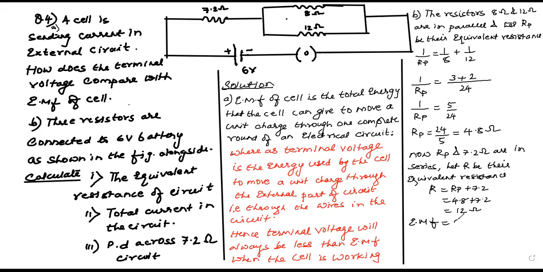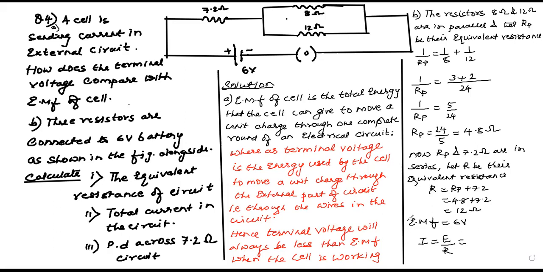Okay, 6 volt. Got it? So what is total current? I is equal to V upon R. Because there is no internal resistance provided here, I'm not going to worry about the internal resistance. So I is equal to E upon R. Why do I take E upon R, children? They are not given any internal resistance.